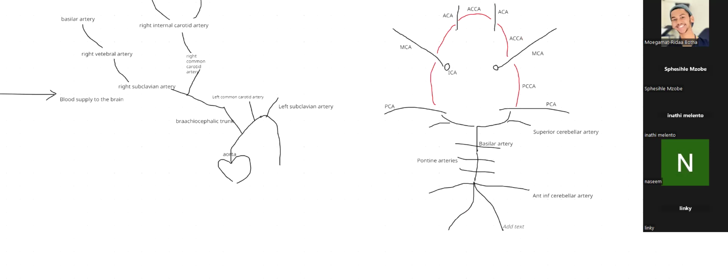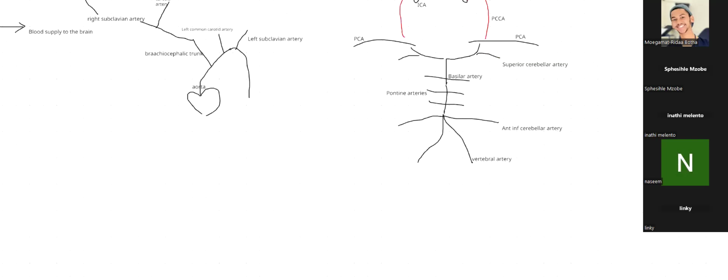And then branching from the vertebral artery, you have an anterior inferior cerebellar artery, and then you also have your posterior inferior cerebellar artery, branching from the vertebral artery. Okay, so that is your posterior inferior cerebellar artery. And then the last artery I'm going to mention is the anterior spinal artery, which branches in the middle from the vertebral artery. Okay, going down. So that is your anterior spinal artery.